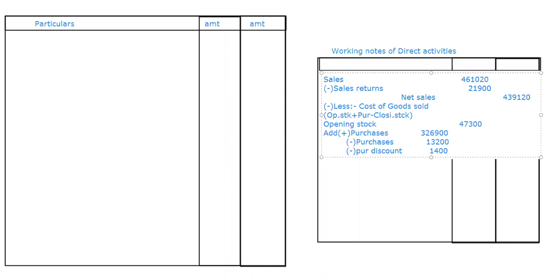So from this total 3,26,900, these two amounts we are going to minus. 3,26,900 minus 13,200 minus 1,400. So it will be how much, ma? 3,12,300, right?